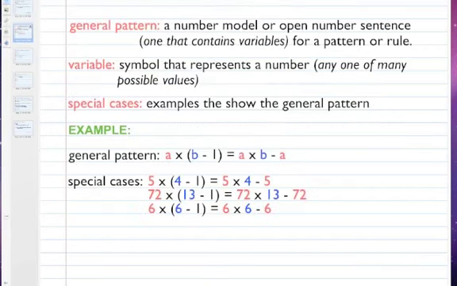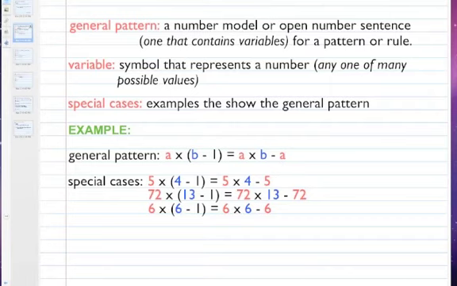Hopefully, the three vocabulary words are becoming more familiar to you. A general pattern is the number model or open number sentence for a pattern or rule. A variable is a letter symbol that represents a number. And special cases are examples that show the general pattern. I have given you an example of a general pattern and three special cases. When looking at that general pattern, notice that it contains two variables. And each variable can stand for any one of many possible numeric values. The special cases simply are substituting the variables with numbers.